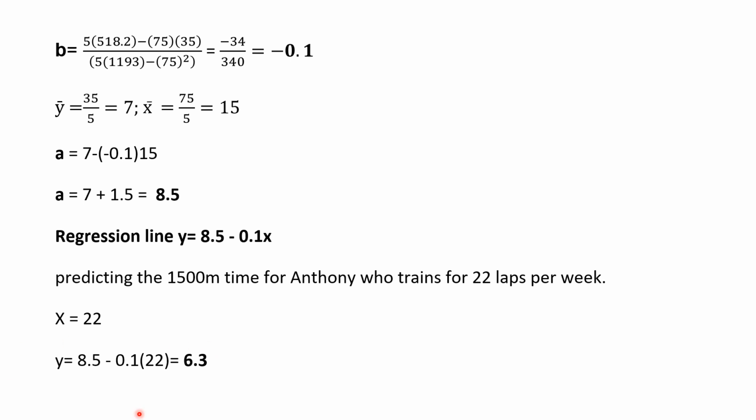So if Anthony trains for 22 laps per week, what is his average time then? So it will be 8.5, right? Y is equal to 8.5 minus 0.1, which we still have here. Then you just plug in x is equal to 22 in the bracket. So 22 multiplied by 0.1, and you deduct it from 8.5, you're going to get 6.3. I believe that is how you solve the regression.